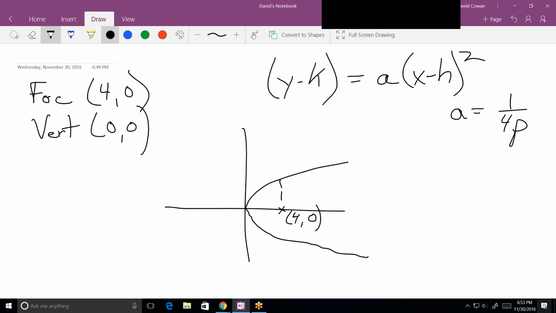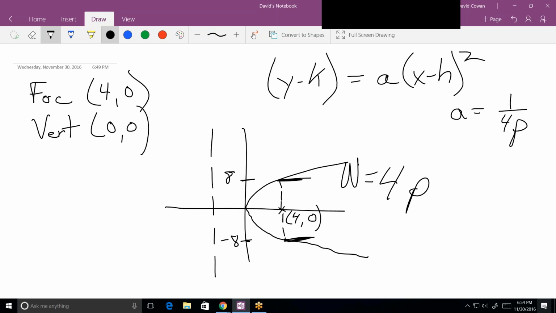The latus rectum is this measurement right here. It's the distance between the 2 points of the parabola. If you draw a line that's parallel to the directrix, here's the directrix, the latus rectum is always parallel to the directrix and goes through the focus. Furthermore, the width of it is 4 times p. That is the width of the latus rectum. Well, what's p? 4. So what they wanted was the width of the latus rectum. What is it? Yeah, it's 16. Exactly. Which means it goes up to 8 here and down to minus 8 there. That would be a width of 16.